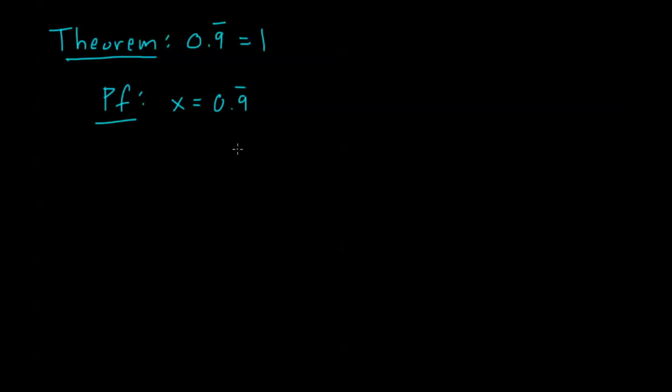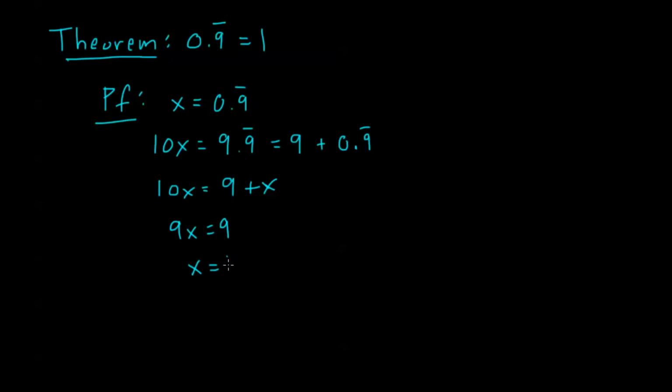So let's say x is equal to 0.9 repeating. Well, following what we did before, that means that 10x is going to be equal to 9.9 repeating, right? So that's the same as 9 plus 0.9 repeating. But 0.9 repeating is just x. So I have 10x equals 9 plus x. I can subtract x from both sides. I'm going to get 9x equals 9. Dividing by 9 gives me x equals 1. There we go. There's no arguing with that algebra, is there? So 0.9 repeating is actually equal to 1.